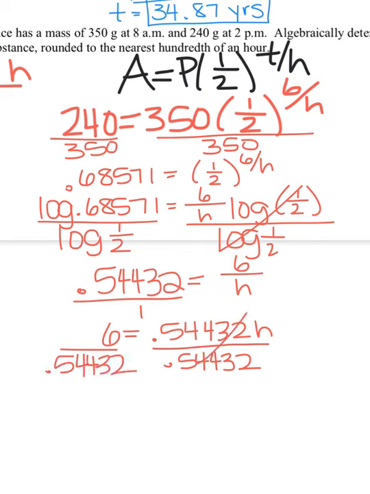So this will cancel. I get H by itself equals, remember you're doing 6 divided by 0.54432, and so on. Do not do the opposite. We're rounding to the nearest hundredth of an hour, because the time was hours, so half-life is hours. And we get 11.02 hours.